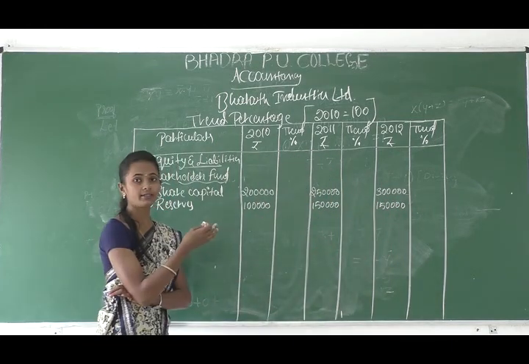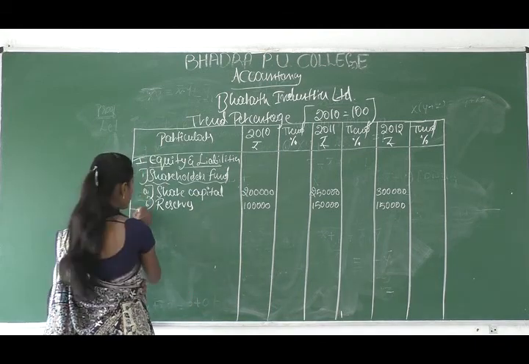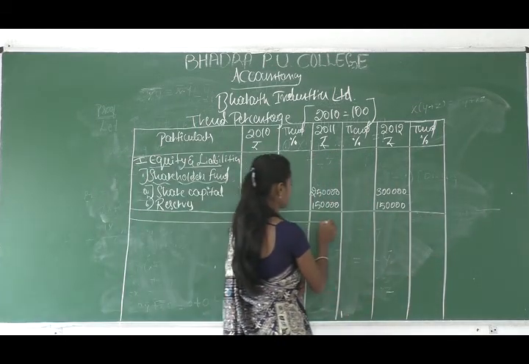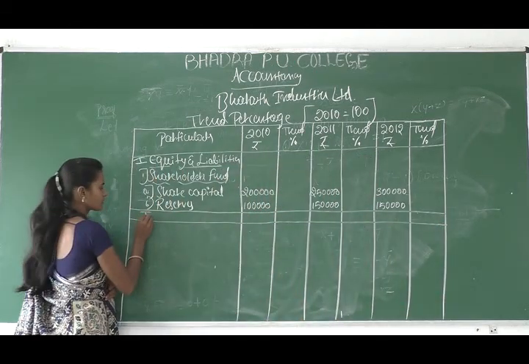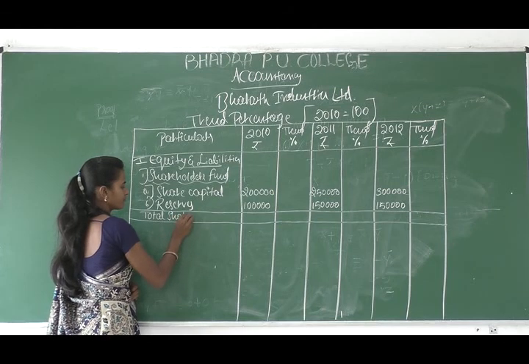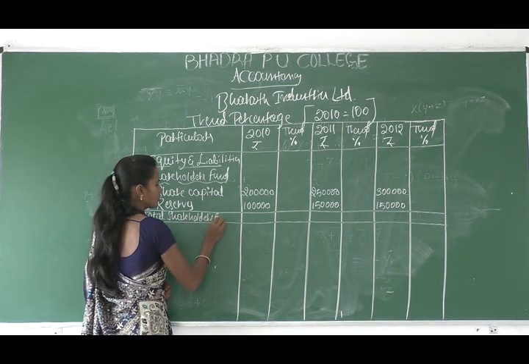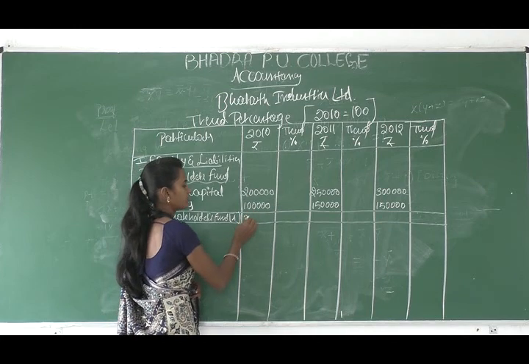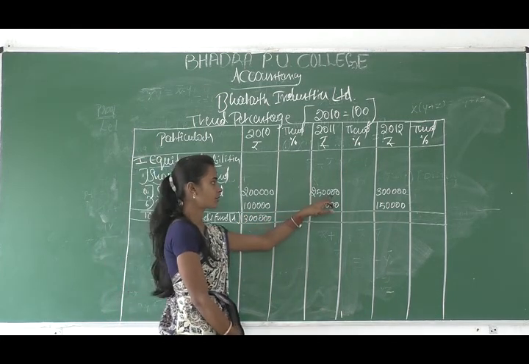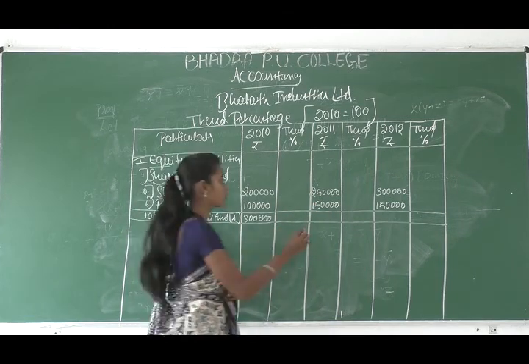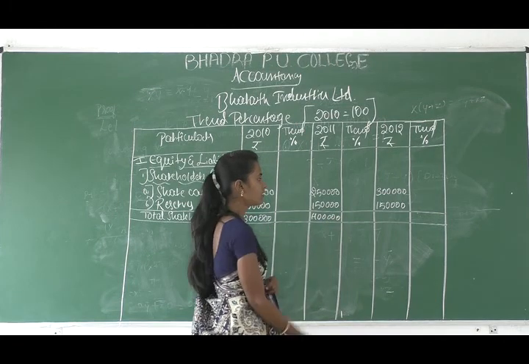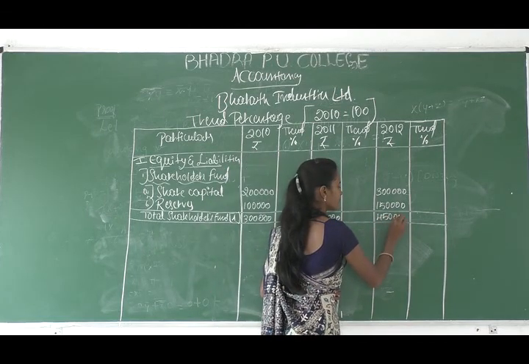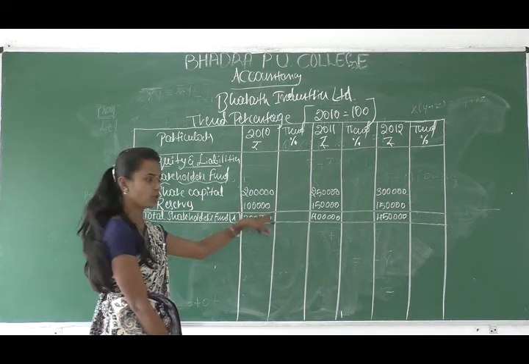After this we will get our total shareholders fund. I am taking here total shareholders fund, and within the bracket this one is item A. 2 lakh plus 1 lakh is 3 lakh, and here 2,50,000 plus 1,50,000 is 4 lakh, and here 3 lakh plus 1,50,000 is 4,50,000. Clear, then that is your total.